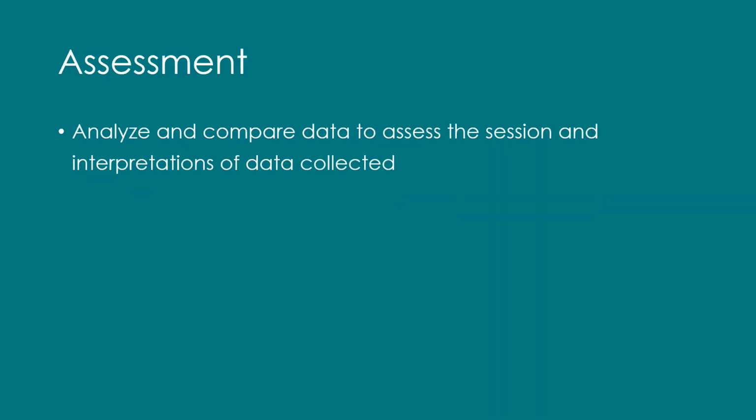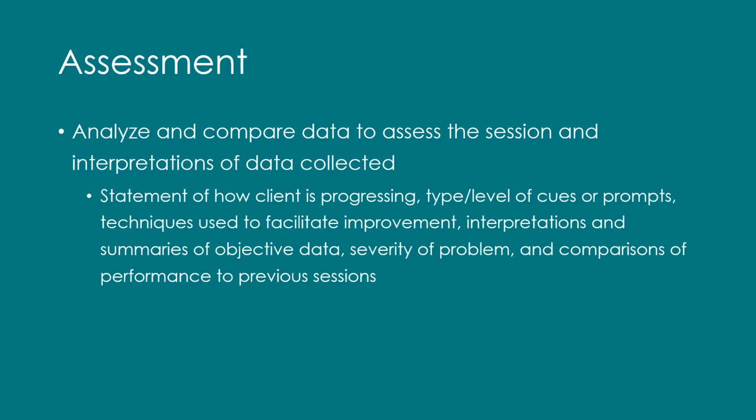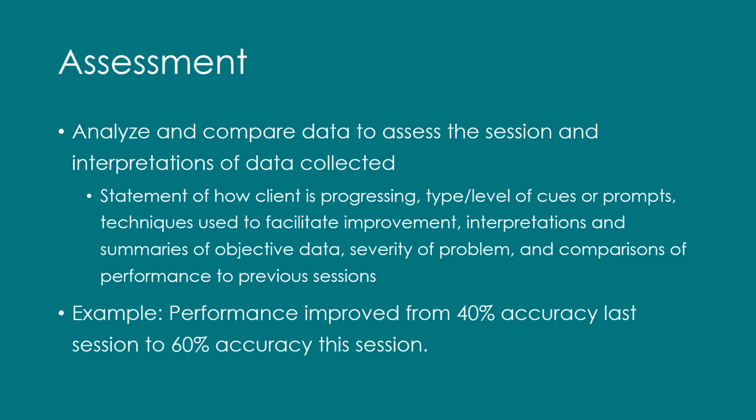The assessment section is where you analyze and compare data to assess the session. You write the interpretations of the data collected. The assessment section can include statement of how client is progressing, type or level of cues or prompts, techniques used to facilitate improvement, interpretations and summaries of objective data, severity of problem, and comparisons of performance to previous sessions. For example, performance improved from 40% accuracy last session to 60% accuracy this session.